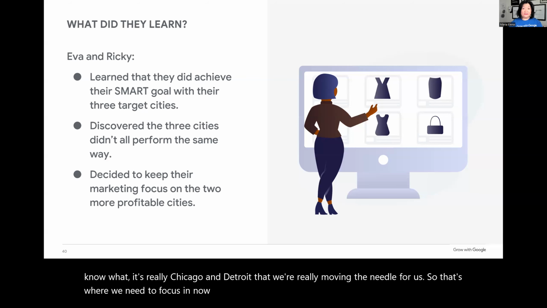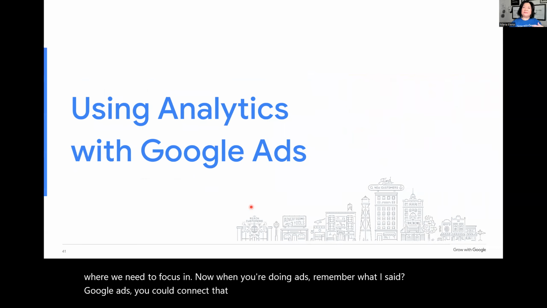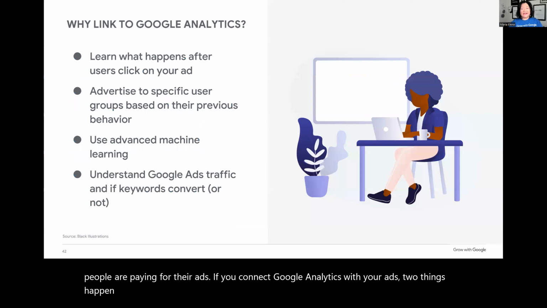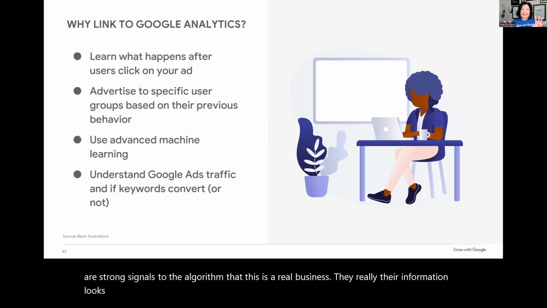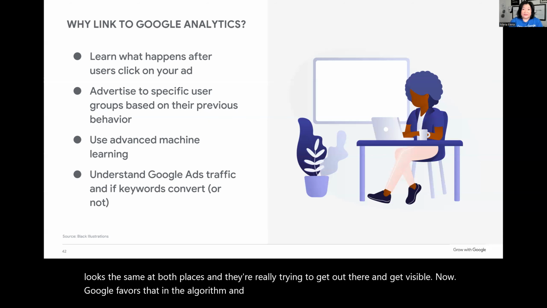Now, when you're doing ads, remember what I said about Google Ads, you could connect that even with your PPC, that's pay per click, when people are paying for their ads. If you connect Google Analytics with your ads, 2 things happen. Number 1 is when you connect any Google tool with another Google tool, these are strong signals to the algorithm that this is a real business. Their information looks the same at both places, and they're really trying to get out there and get visible. Now Google favors that in the algorithm and shows you higher in search.